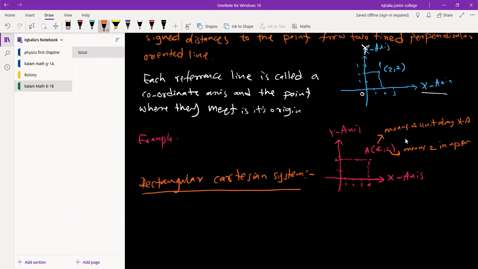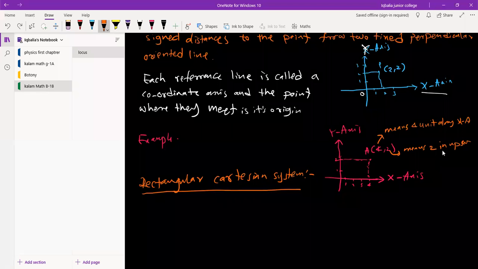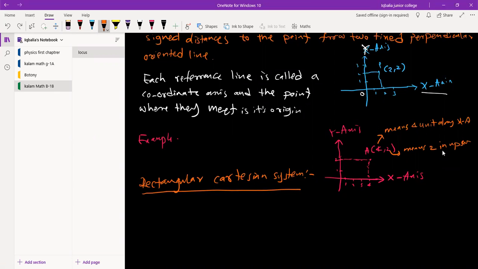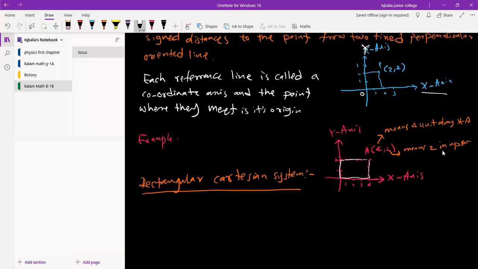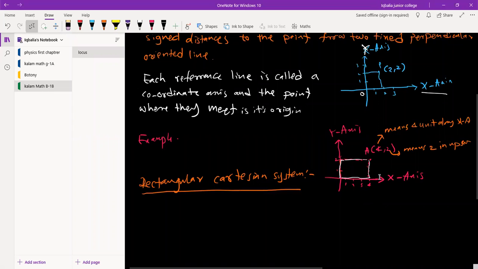Why are they calling it the rectangular Cartesian system? So see here in the pink diagram, if I am taking a point, it makes a rectangle shape. You can see here, it makes a rectangle shape in a Cartesian coordinate system while we are specifying a point. So it makes a rectangle shape automatically. That's why it's called a rectangular Cartesian system.